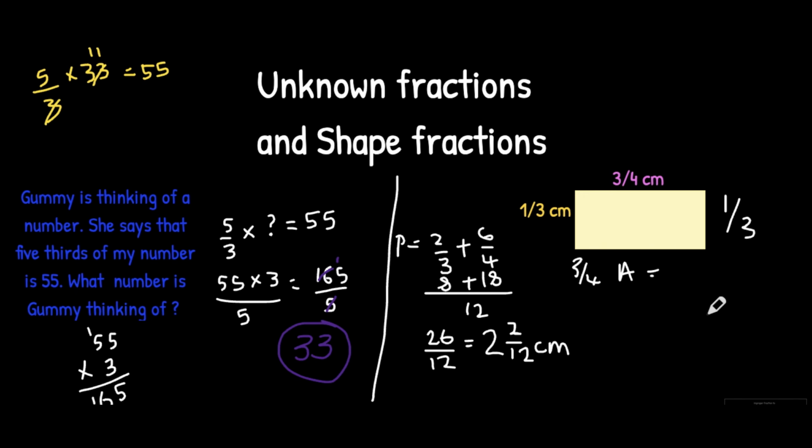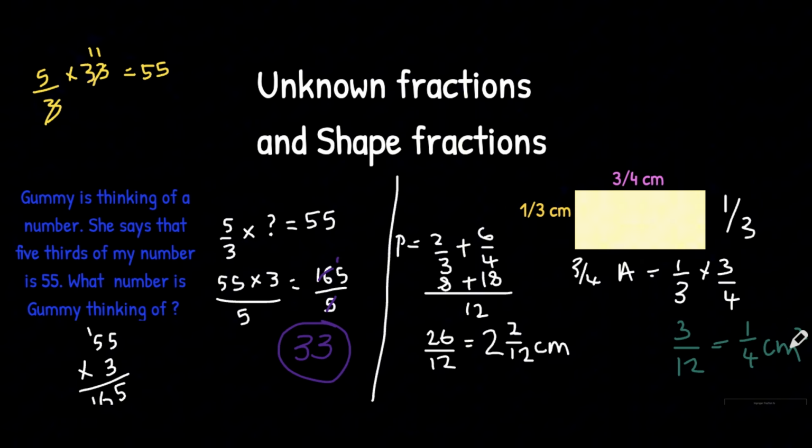Now we're going to go to area. For area, you just multiply the two sides. So that is 1/3 times 3/4. Remember, with area, you just multiply the tops, the top with the top, the bottom with the bottom. Numerator times numerator, denominator times denominator. 1 times 3 is 3. 3 times 4 is 12. Simplify: 1 over 4. Square centimeter. Area is always in square centimeters.